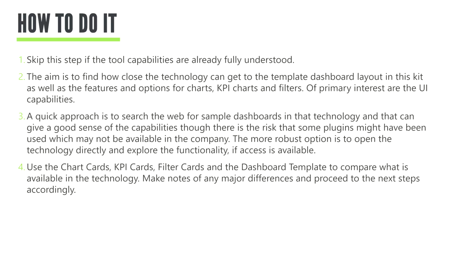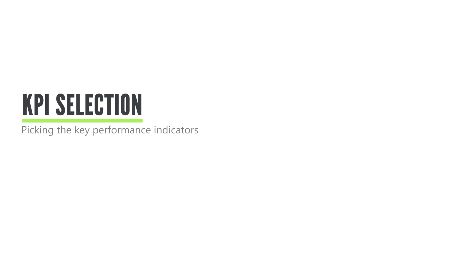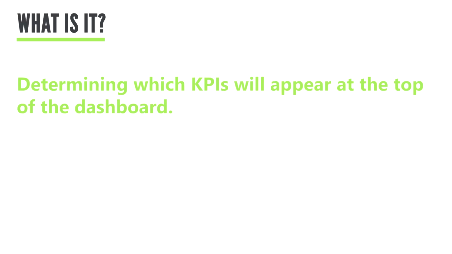On to KPI selection, and this is going to be building on what we did back in the scenario mapping. We're going to be picking the KPIs, the key performance indicators. If you remember, earlier on we had the step in the scenario mapping where we were picking out: is there a KPI related to what this persona needs to see in order to answer this question? So we're going to be determining what's at the top of the dashboard with this.